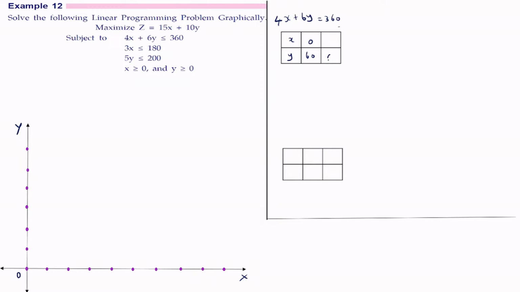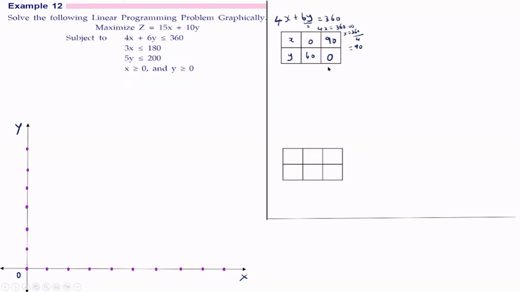And next when y is 0. When y is 0, this term will be 0. We will get 4x is equal to 360. In that case, x will be 360 by 4, which is 90. So x will be 90. So to draw the line corresponding to this equation 4x plus 6y equal to 360, we need to have 2 points. So we can derive these 2 points in this way.